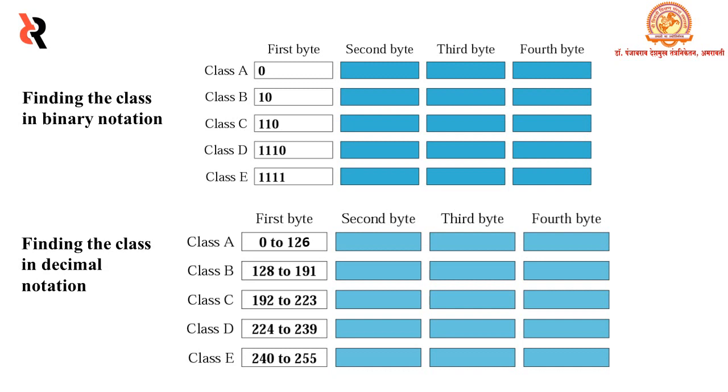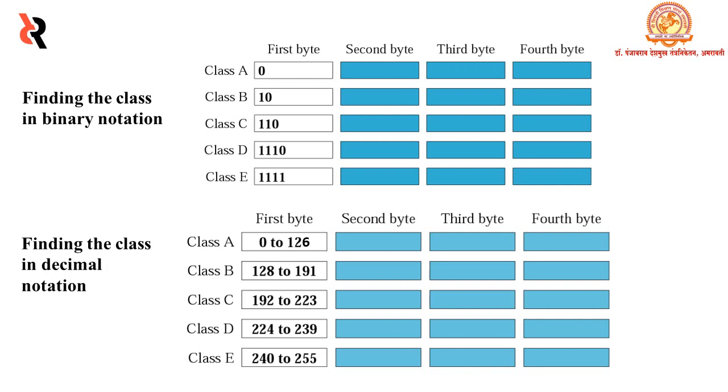Since 2 bits, 1 and 0, define the class, we can have only 14 bits as the network identifier. Therefore, class B is divided into 2 raised to power 14 blocks that can be assigned to 16,384 organizations.